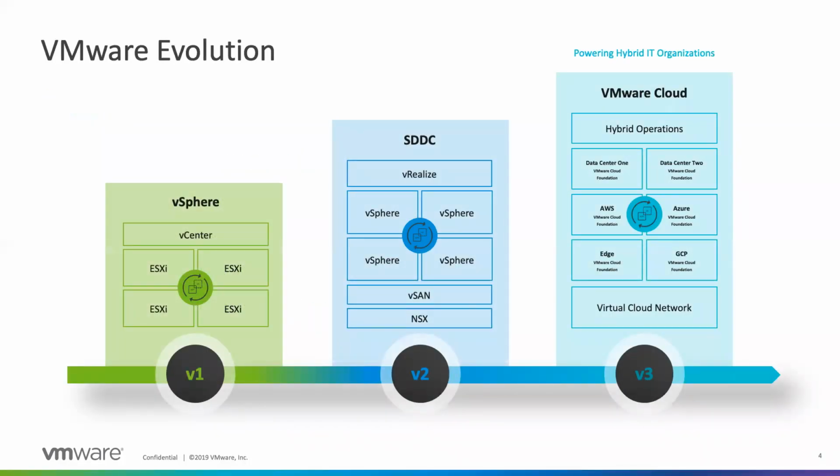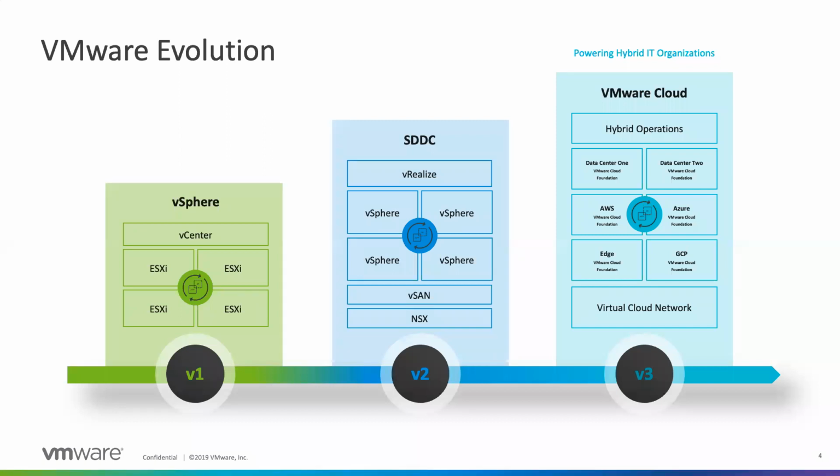If we look at how VMware has evolved, we started off with vSphere and vCenter, and what we were trying to do there was really abstract away differences in hardware. That way you could run any type of hardware underneath, run your workloads on top of that, and move them freely between those different hardware platforms. Then we moved to the SDDC, where we brought in our vRealize suite along with vSphere, vSAN, and NSX to create the software-defined data center. I think we're all familiar with that at this point.